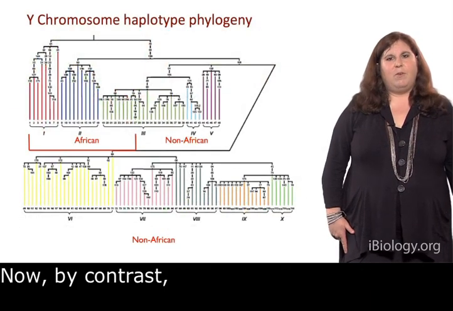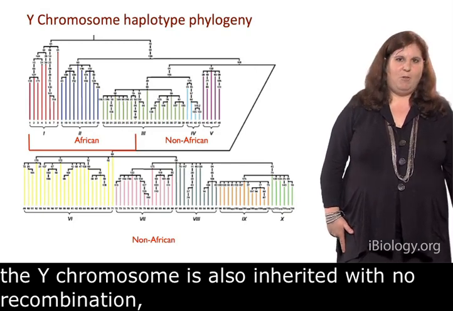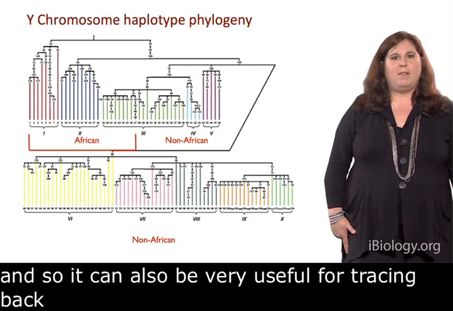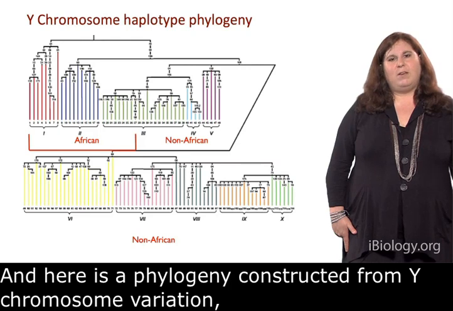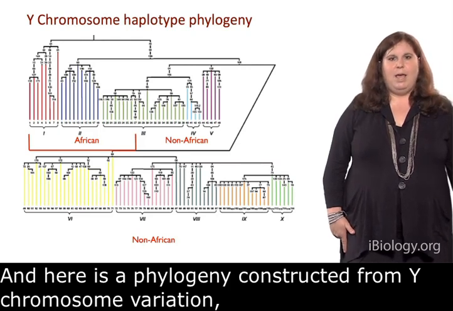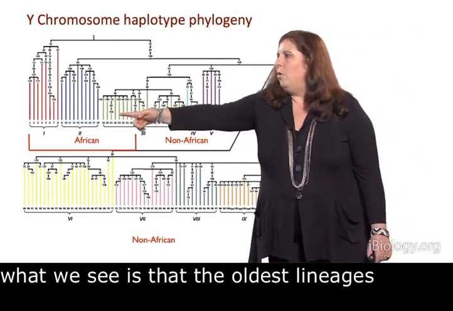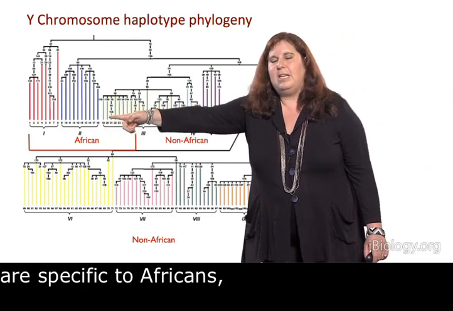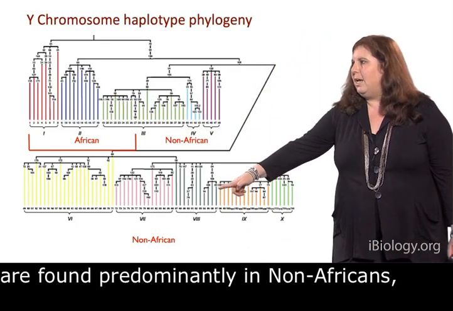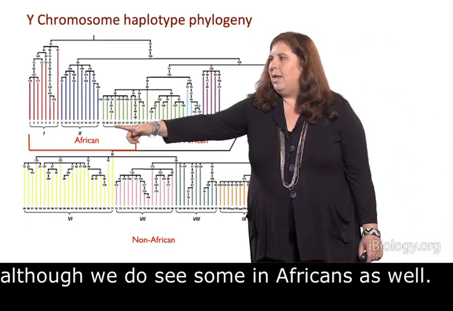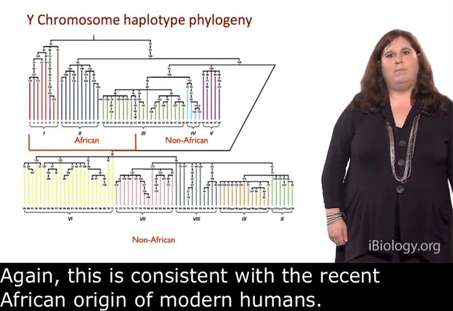Now, by contrast, the Y chromosome is also inherited with no recombination, and so it can also be very useful for tracing back through the male lineages. And here is a phylogeny constructed from Y chromosome variation, and as with the mitochondrial DNA, what we see is that the oldest lineages are specific to Africans. And the more recent lineages are found predominantly in non-Africans, although we do see some in Africans as well. Again, this is consistent with the recent African origin of modern humans.